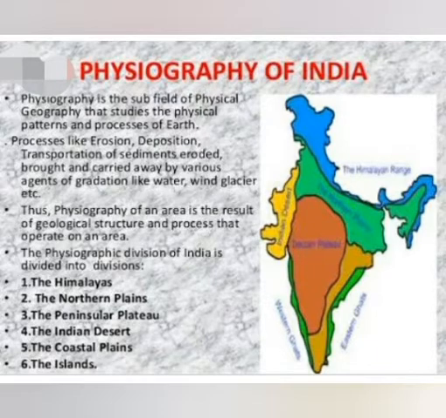The plain has been formed by the deposition of silt or alluvium by the rivers from the Himalayas and the peninsular plateau. It is therefore known as an alluvial plain.